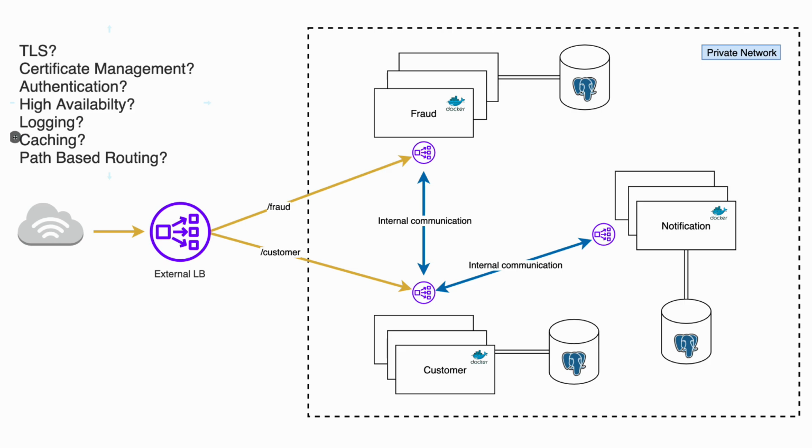Logging, caching, path-based routing. So in here, you see that instead of having multiple external load balancers for each of our applications, we can just have one. And then based on the path, we can redirect the request to the appropriate internal load balancer. Now you can see that this actually is quite a lot of work to do.